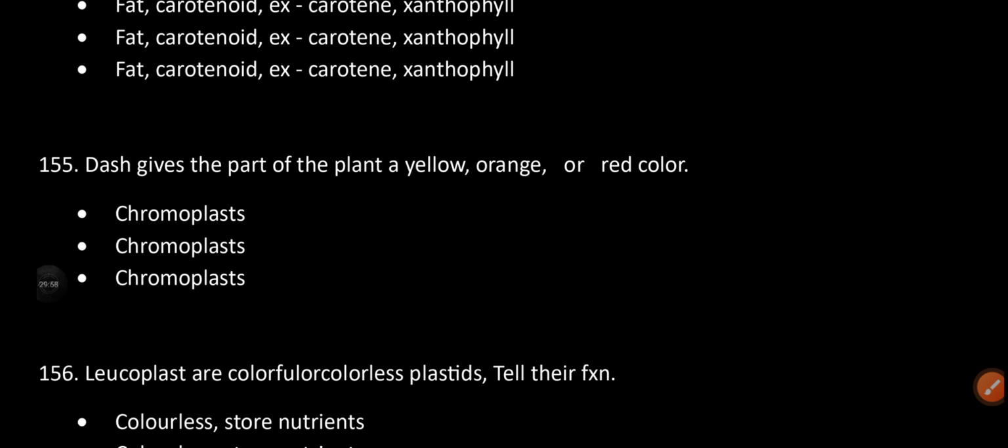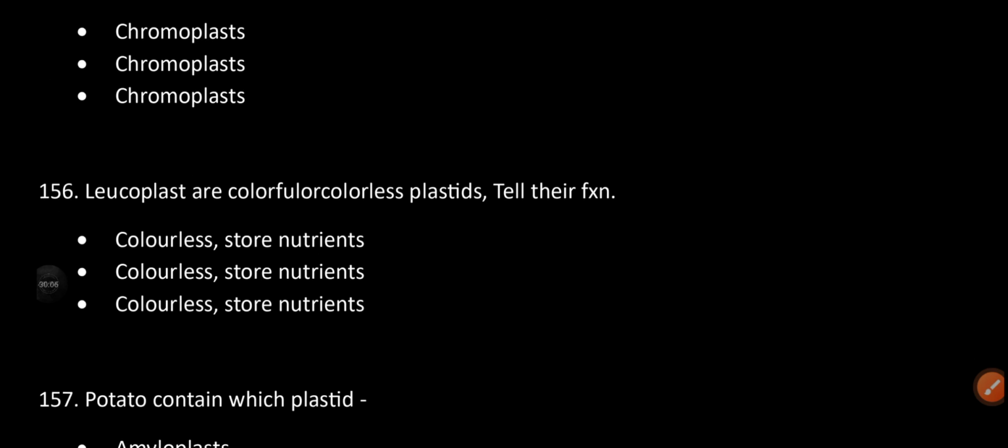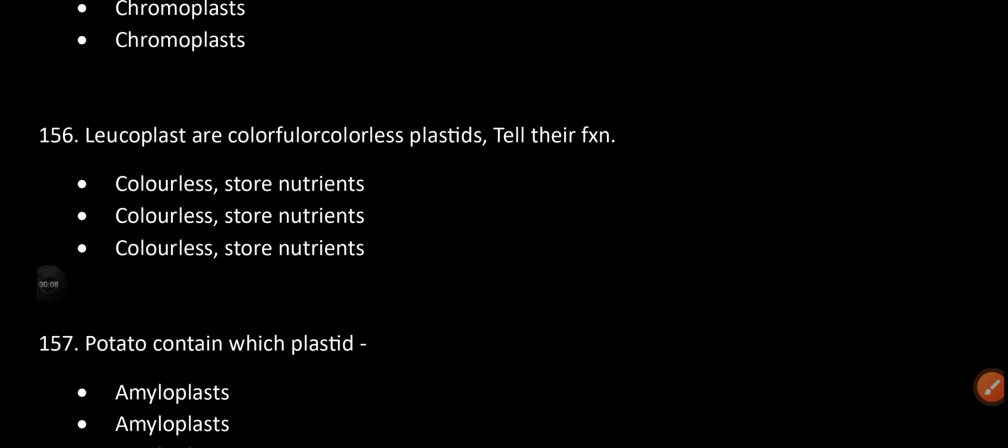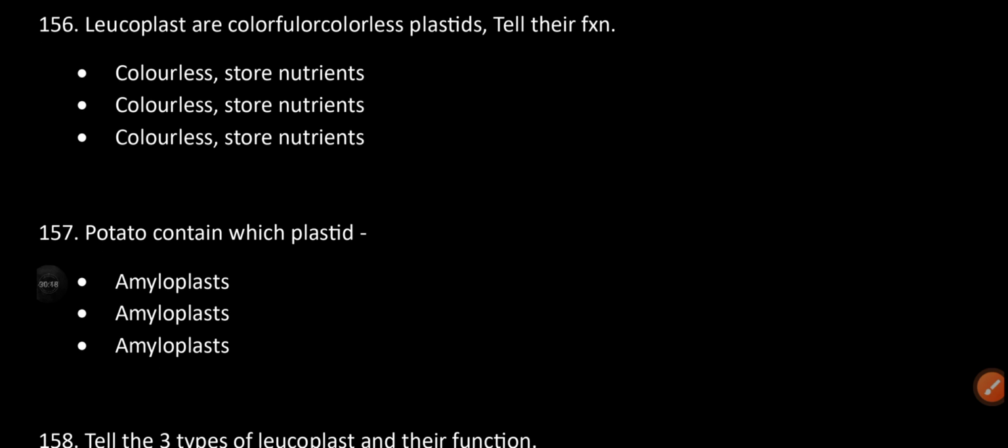Chromoplast gives the part of the plant a yellow, orange or red color. Leucoplasts are colorless plastids. Tell their function. Colorless, store nutrients. Potato contains which plastid?